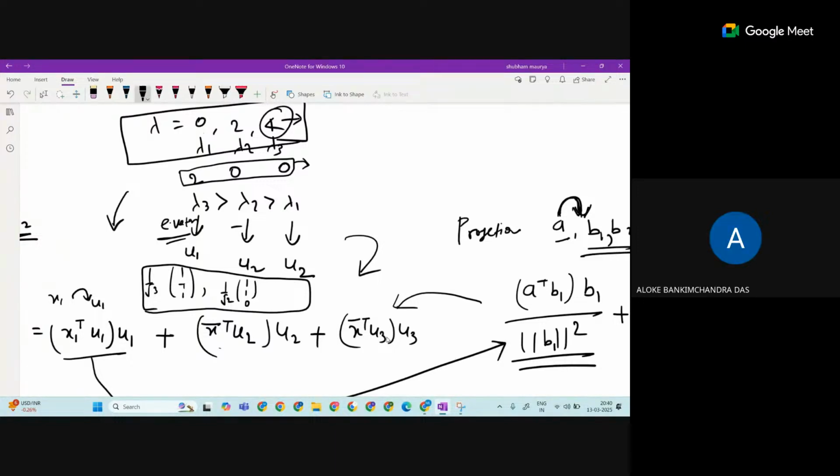Yes, so automatically the third one you will take orthogonal to both u1 and u2. That is what he is asking. Okay, we'll go into that.